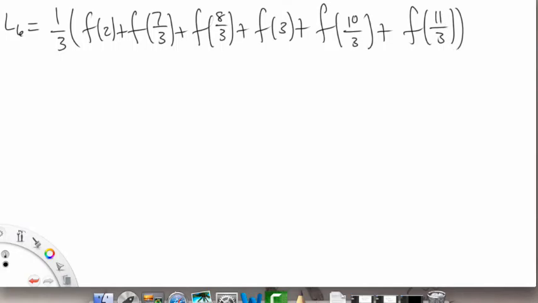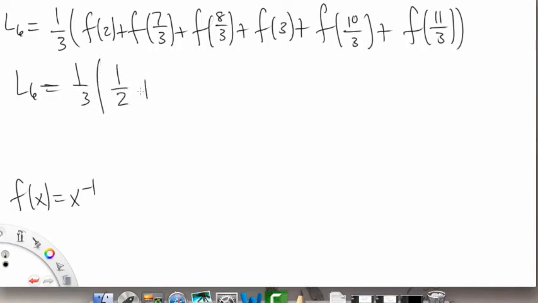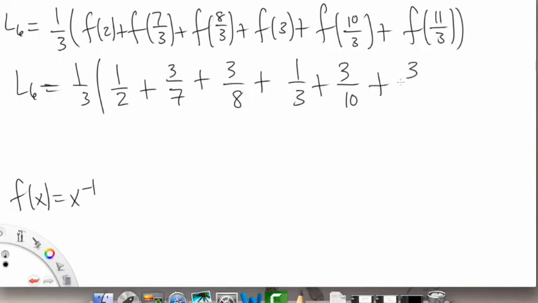So if we plug all of those in, we get 1 over 3 times... basically, f of x is equal to x to the negative 1, which just means flip your fraction, whatever you plug in. For the first one, we get 1 over 2. For the next one, we get 1 over 7 over 3, which is 3 over 7. Then the next one, we get 3 over 8. We see a trend here. We just flip the next one, 3 over 10, plus 3 over 11.